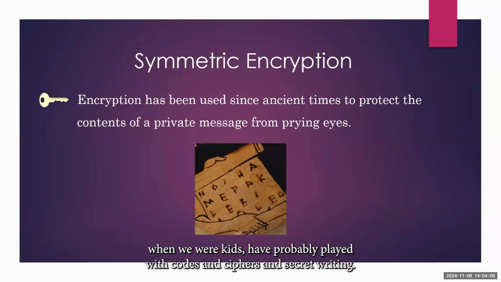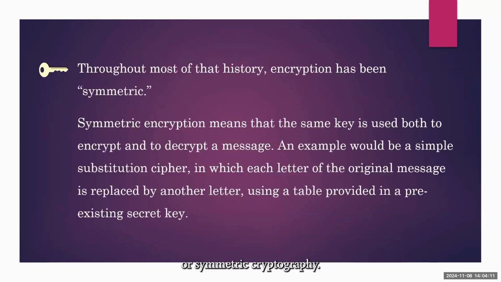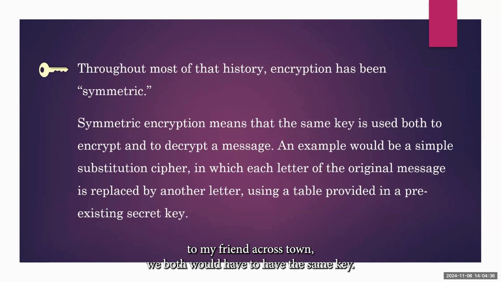So all of us, when we were kids, have probably played with codes and ciphers and secret writing. And what we used probably was what is called symmetric encryption or symmetric cryptography. Until relatively recently, pretty much all cryptography employed one variation or another on symmetric encryption and decryption. And basically, symmetric encryption just means that the same key is used both to encrypt and to decrypt a message. So if I was the sender and I was sending a message to my friend across town, we both would have to have the same key.